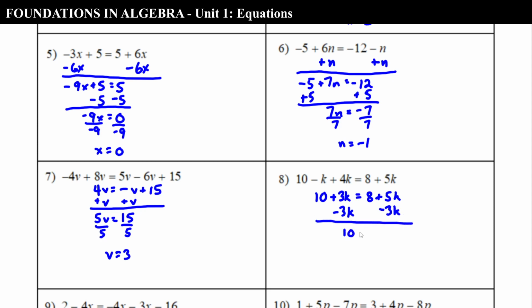That leaves us with 10 on this side. And that leaves us with 8 plus 2k, because 5k minus 3k gives you 2k. Then I'm going to subtract 8 from each side. And that's going to give us 2 equals 2k. And I think you can very quickly see that k is going to be 1 when we divide each side by 2. Now, I don't have k equals 1, I have 1 equals k, but remember, those are both the same thing.